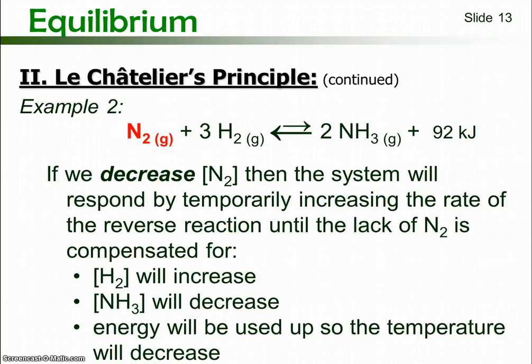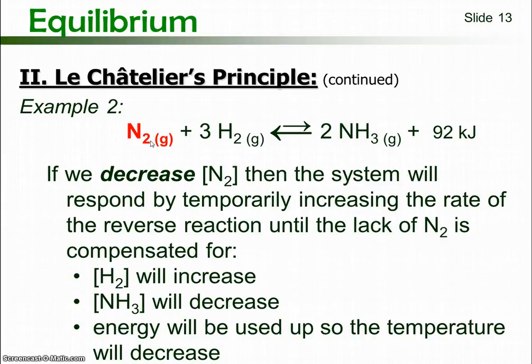Instead, let's this time look at if we decrease nitrogen gas. Le Chatelier's principle, again, says that if we decrease a reactant or a product, or we remove it, equilibrium will shift toward the removed component to make more of it. So, if we decrease N2, if we somehow remove that nitrogen gas from the system, equilibrium is going to shift towards the N2. That's the reverse direction.